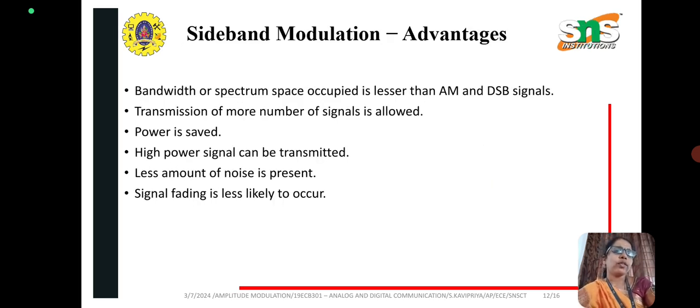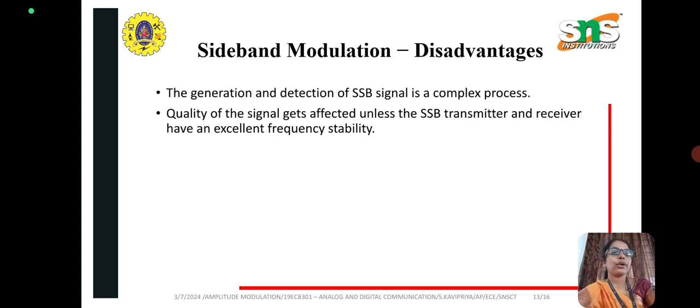So what are the advantages of the single sideband suppressed carrier? The bandwidth or spectrum space occupied is less than AM or double sideband. Transmission of more signals is allowed. Power is saved, and high power signals can be transmitted. Less noise is present. Signal fading is less likely to occur. The drawback is that generation and detection of the SSB signal is a complex process, so the quality of the signal is affected unless the SSB transmitter and receiver have excellent frequency stability.